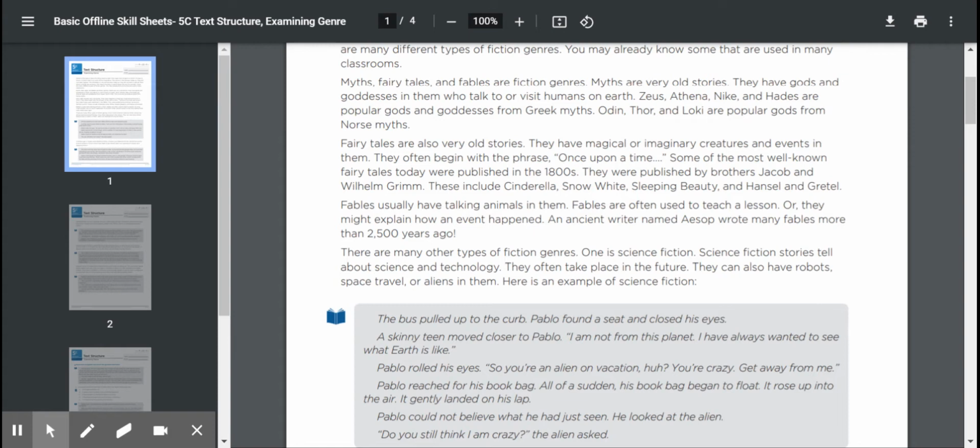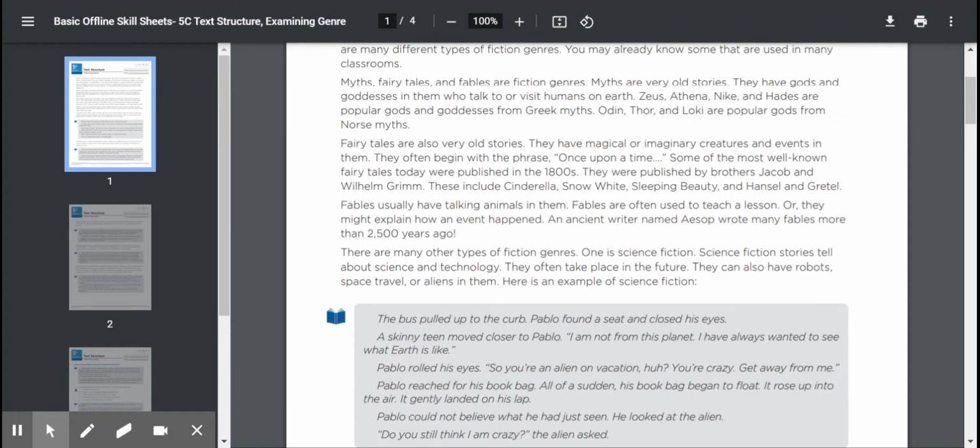Fairy tales are also very old stories. They have magical or imaginary creatures and events in them. They often begin with the phrase "once upon a time." Some of the most well-known fairy tales today were published in the 1800s by brothers Jacob and Wilhelm Grimm. These include Cinderella, Snow White, Sleeping Beauty, and Hansel and Gretel. Fables usually have talking animals in them. Fables are often used to teach a lesson, or they might explain how an event happened. An ancient writer named Aesop wrote many fables more than 2,500 years ago.